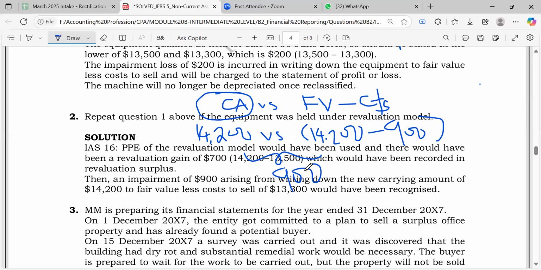So you say, okay, what is happening? That is the reality. We are told the impairment of 900 arising from writing down to the new carrying amount of 14,200, less cost to sell, would have been recognized. So you can see what would have happened. I think this is also important, and you should understand it well.